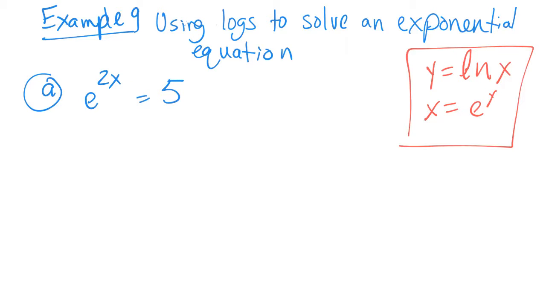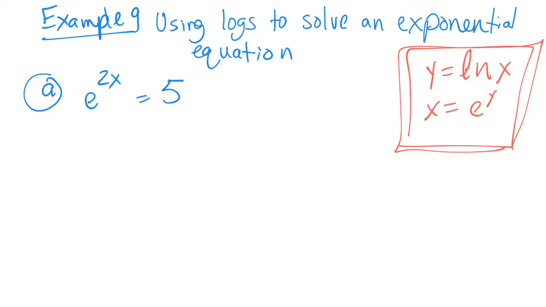All right, example 9, we're using logs to solve exponential equations. These ones are fun. So for letter A, we have e raised to the 2x equals 5. And I put our definition on the side of y equals natural log of x, and then x equals e to the y. It's important to note that natural log and e are inverses of each other.